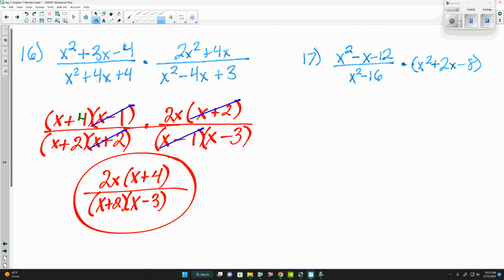Any questions on 16? And again, hopefully you've probably noticed a lot of this chapter is falling back on factoring. A lot of it's going to be falling back on factoring.